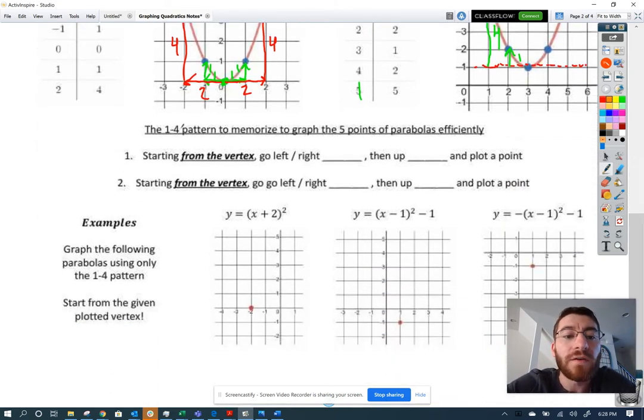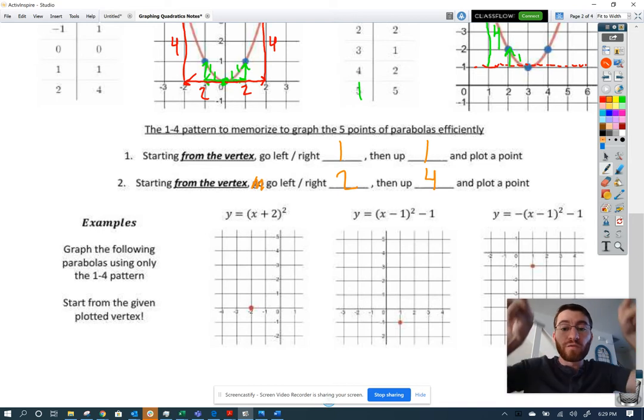All right, so the 1, 4 pattern, to memorize the graph, the 5 points of parabolas efficiently, we want to be efficient with this pattern. So to reiterate, to see this in words, the pattern: we're starting from the vertex, then we go to the left and the right 1, and then up 1, and plot a point. That's what we did. Then go back to starting from the vertex, go left and right 2, and then up 4. So 1, 1, 2, 4.